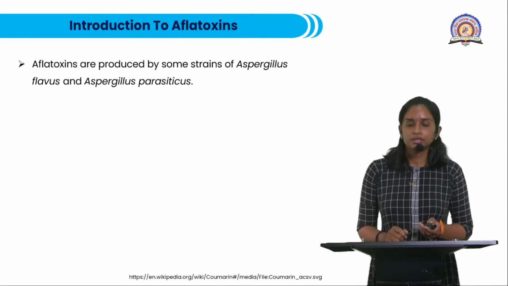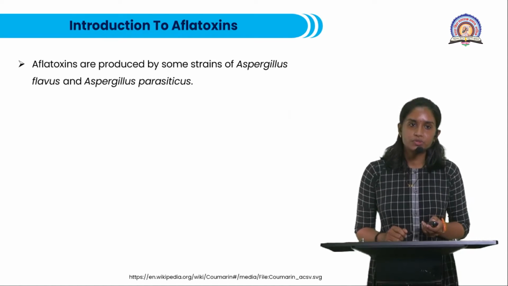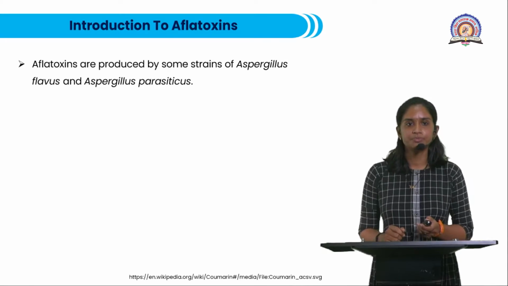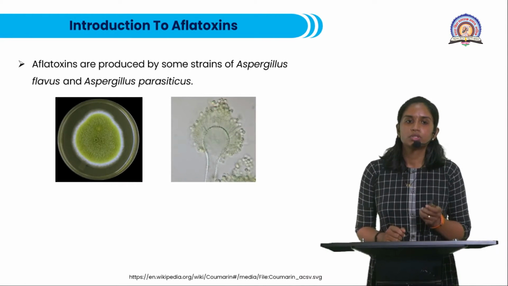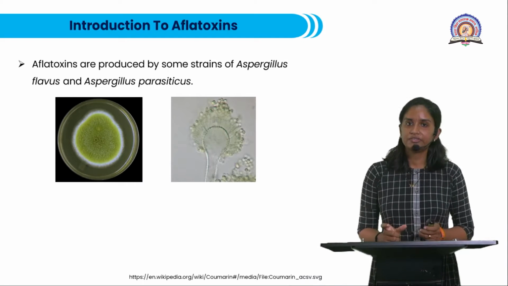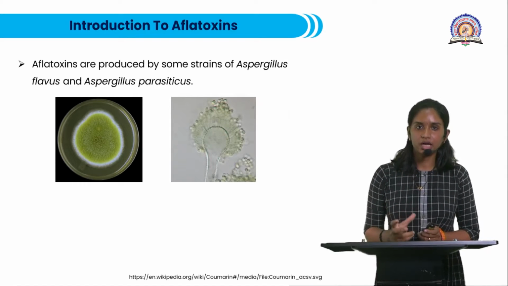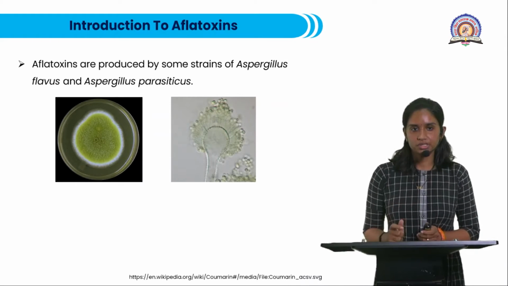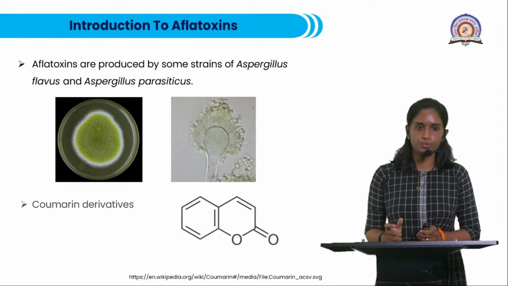Which are the fungal types that produce this aflatoxin? They are Aspergillus flavus and Aspergillus parasiticus. The picture shows you the growth of Aspergillus flavus. The left one is its growth on the agar plate, and the right one is the wet mount of this fungus, how it looks under the microscope.